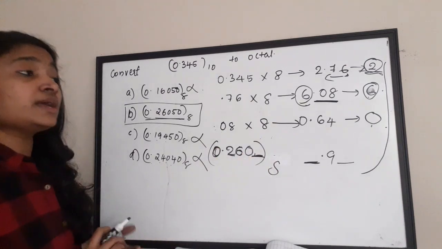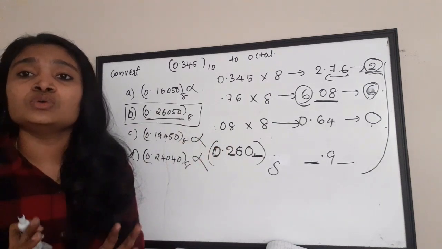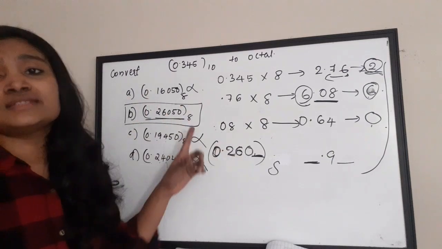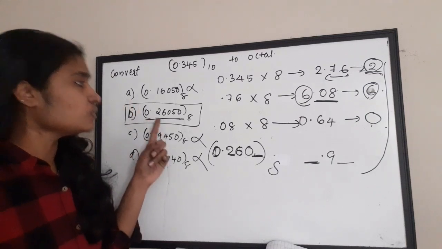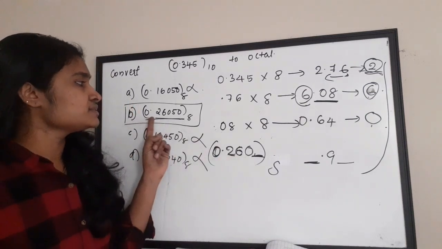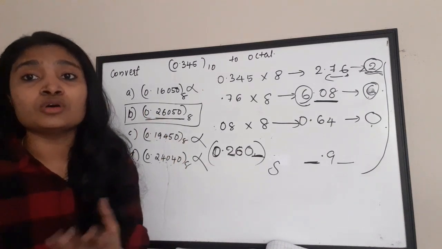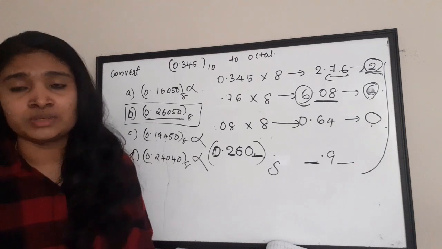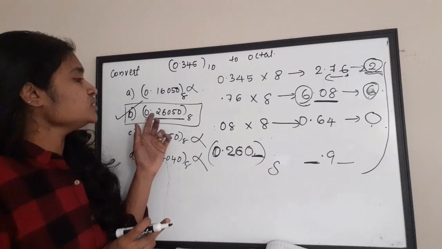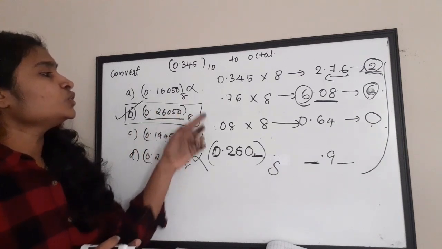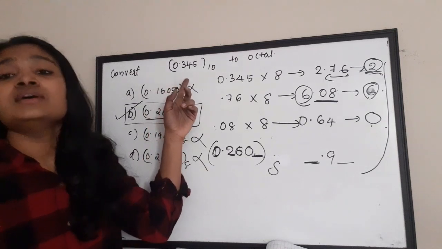So if you are attempting such questions, don't do all the multiplications. Just do 2 or 3 multiplications and then see your options. Here if you see the options, only one option is close to this or exactly the value is same. See 0.260, here also 0.260. So you don't have to do more multiplications which will be time consuming. So the correct answer is option B, which will be 0.26050 to the base 8 is your octal number representation corresponding to this decimal number.